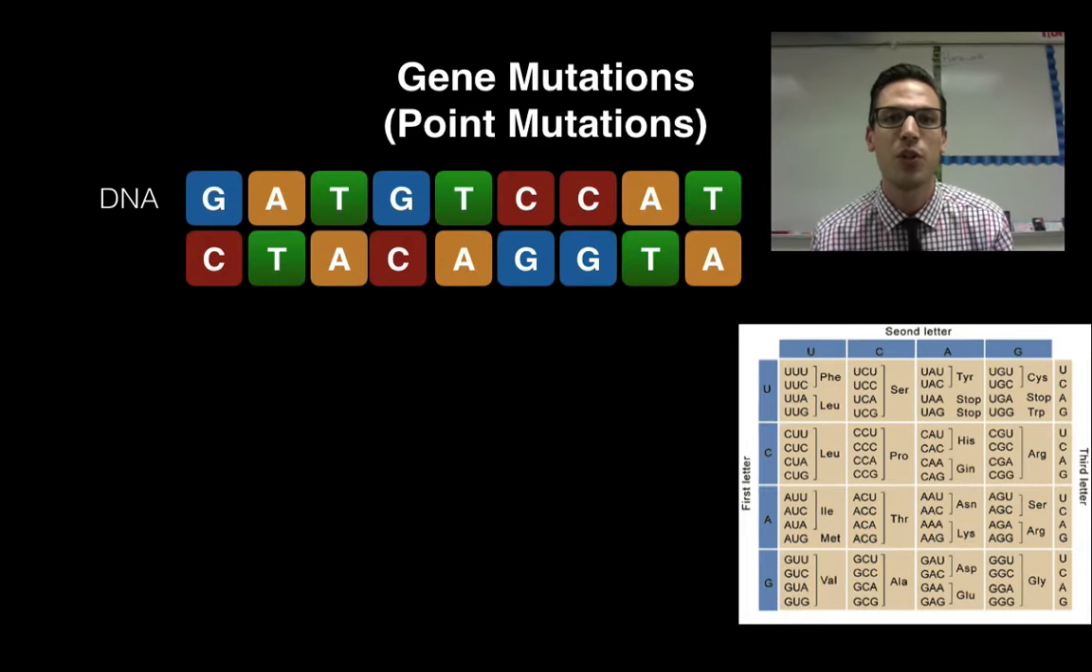So the first type of mutations we're going to look at are called gene mutations. Gene mutations can also be called point mutations because these are changes that we make at a very specific point or a specific gene in the DNA.